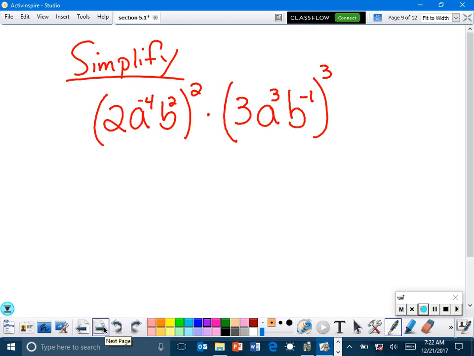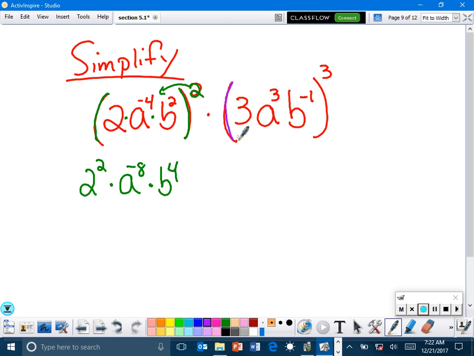Whoa, okay, there's a lot here. So we're going to do one thing at a time. We're going to start with this first one. All of this, again, there's a times sign in between all of that, to the 2nd power. So that's going to become 2 squared times a to the negative 8. I'm multiplying negative 4 times 2 is negative 8, times b to the 4th.